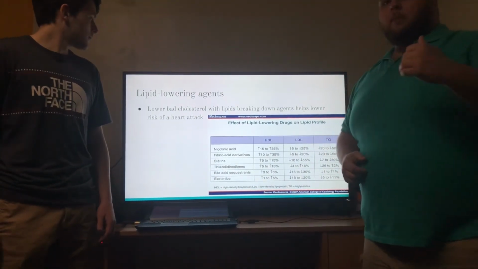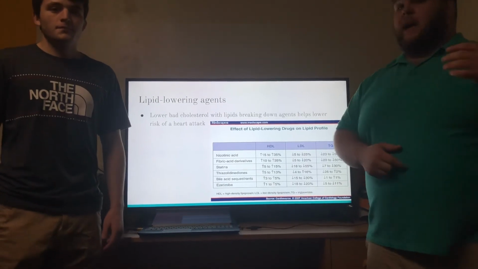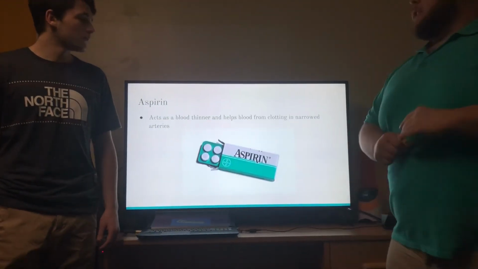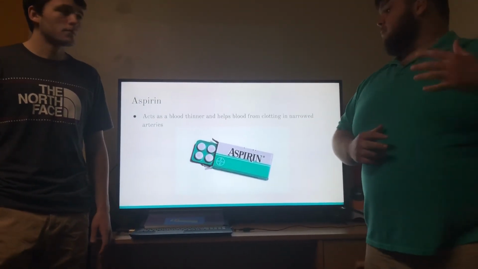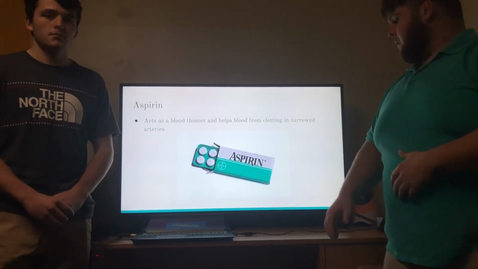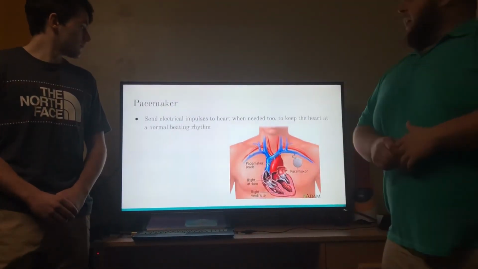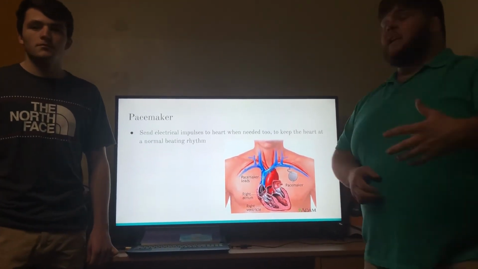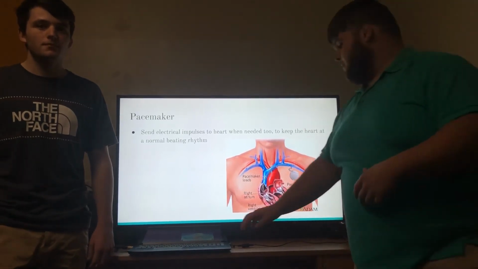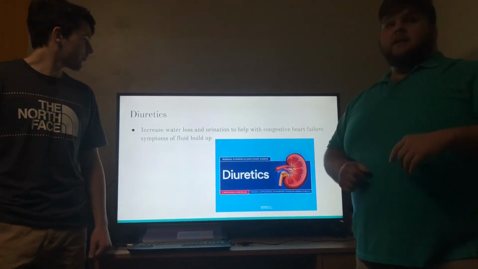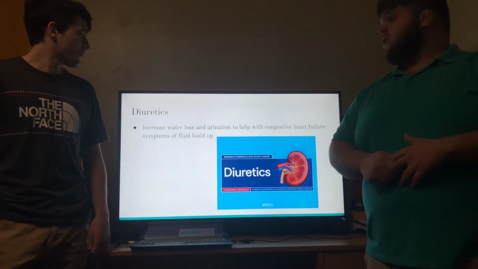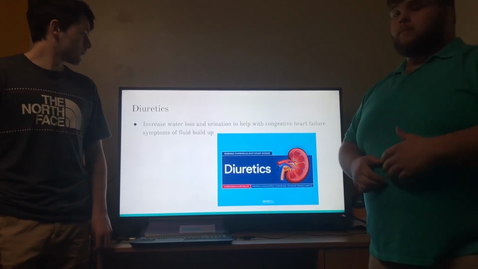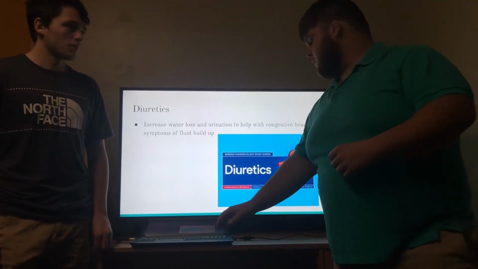Lipid-lowering agents lower bad cholesterol, which helps lower the risk of heart attack. Aspirin acts as a blood thinner and helps keep blood from clotting in narrowed arteries. A pacemaker will send electrical impulses to the heart when needed to keep the heart at a normal beating rhythm. Diuretics increase water loss and urination to help with congestive heart failure. Symptoms of fluid buildup, that's what I was talking about when I said the legs and ankles will begin to swell.